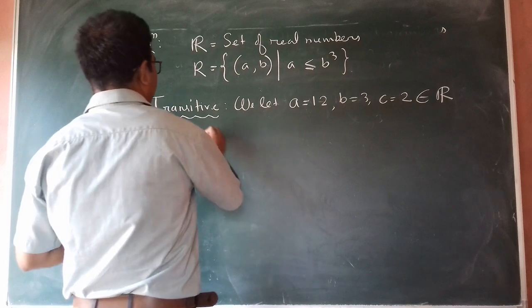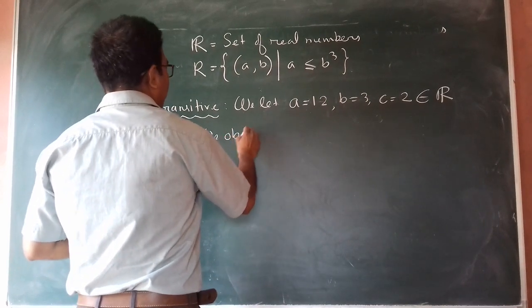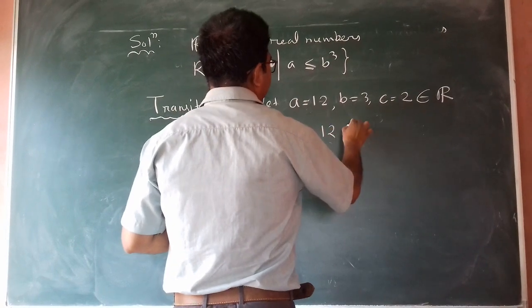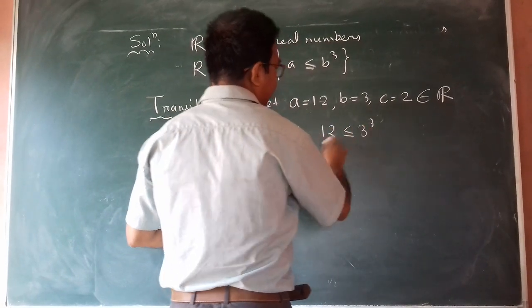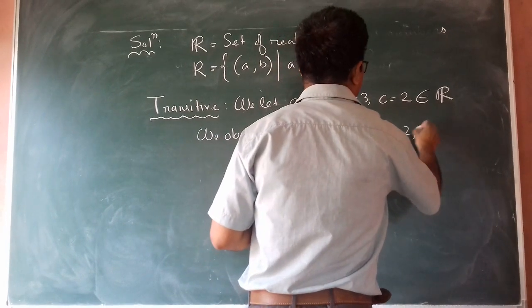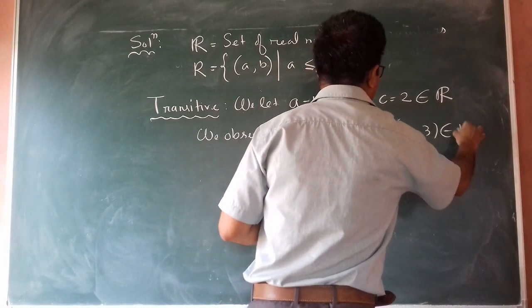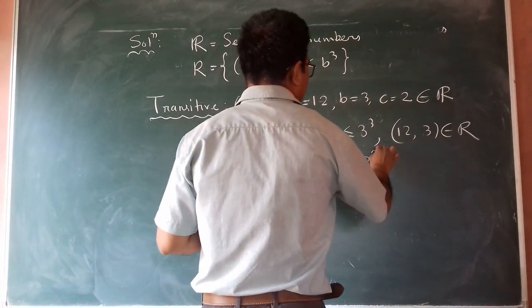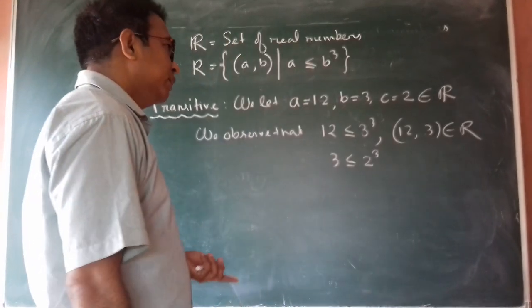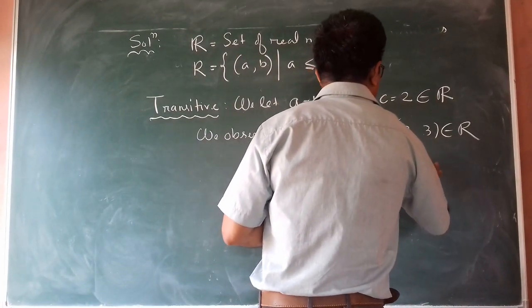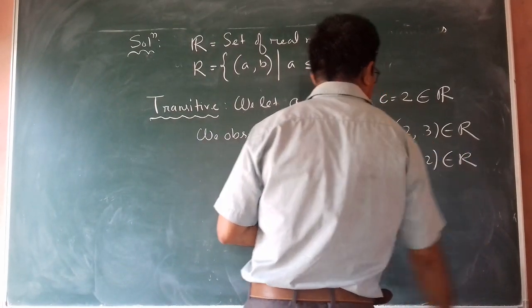So here we observe that 12 is less than or equal to 3³. Yes, 12 is less than or equal to 27. So (12, 3) belongs to R. And 3 is less than or equal to 2³. Yes, 3 is less than 8. So that's why you can say that (3, 2) belongs to R.